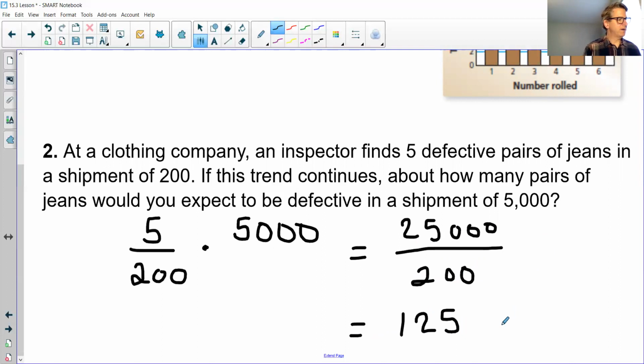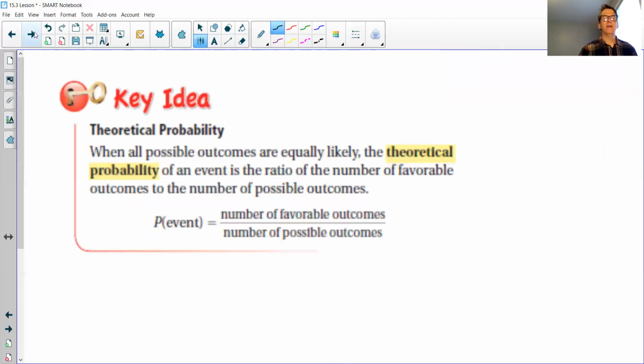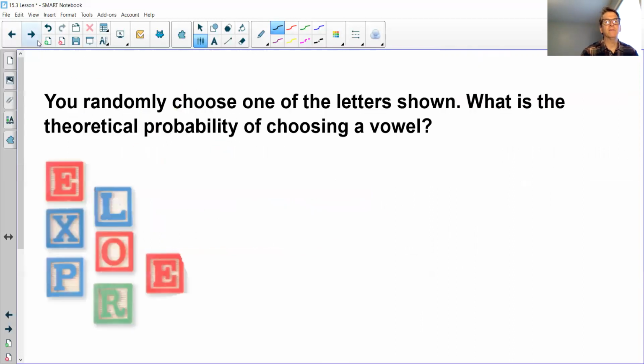So the second part today is theoretical probability. This is when all possible outcomes are equally likely. The theoretical probability of an event is the ratio of the number of favorable outcomes to the number of possible outcomes. Let's look at what finding a theoretical probability looks like. Example 3. You randomly choose one of the letters shown. What is the theoretical probability of choosing a vowel?